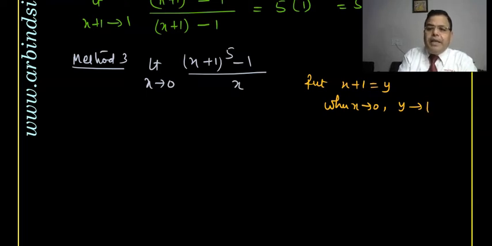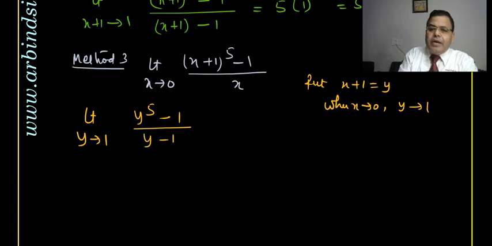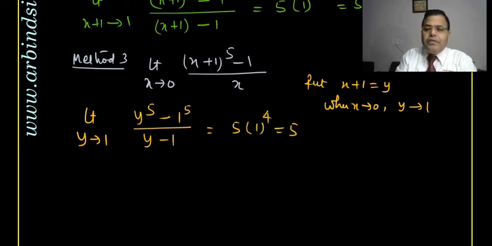Now the whole thing changes to limit y tends to 1, where x plus 1 is y, so y to the power 5 minus 1, and x is y minus 1. Now this is in the form of x to the power n minus a to the power n upon x minus a. So you can apply the formula here, 5 into 1 to the power 4, and that is 5. This way also you can do it. There are three methods. You can choose any one of them according to your convenience, and you can use any one of these.